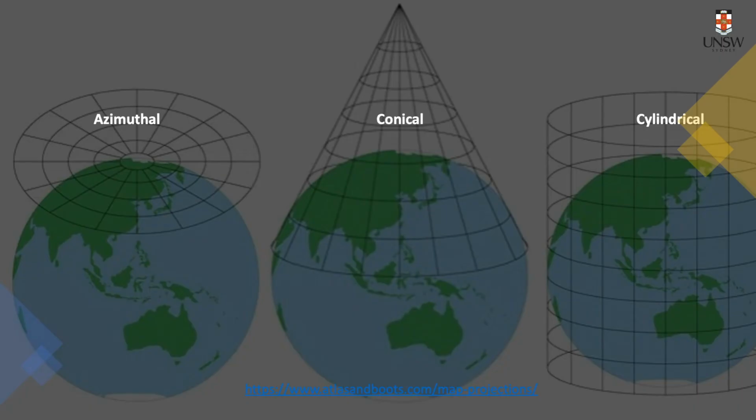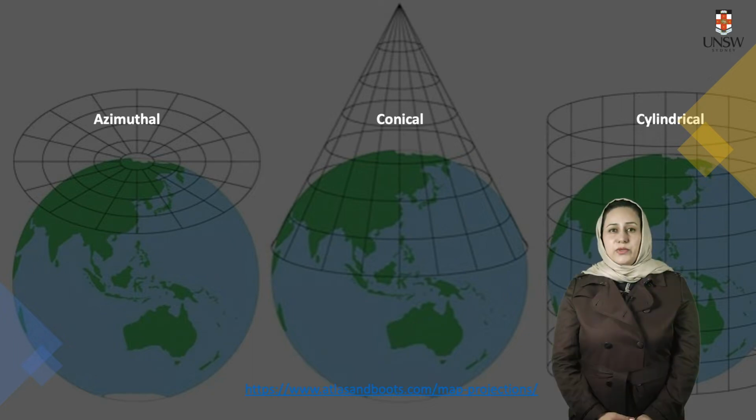There are various types of projection systems. There are azimuthal, conical, and cylindrical methods of projection. In the azimuthal method, a piece of paper is laid flat, touching a globe at a point. This type of projection is usually used for the poles.